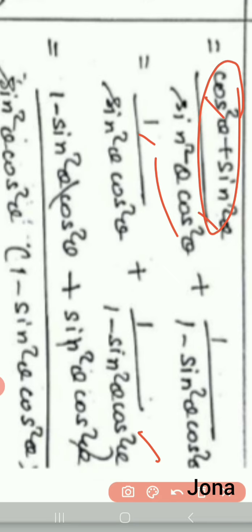For the first two terms, I want to take the LCM. So sin square theta cos square theta is here. Cross multiply, we will get cos square theta plus sin square theta. The value of this numerator is 1. So 1 by sin square theta cos square theta is here, plus the next term kept as it is. And then again I want to take the LCM for the denominators. So that LCM is sin square theta cos square theta into this bracket. At the numerator, we have to cross multiply the terms like this. So 1 into this one is sin square theta cos square theta as it is, and 1 into the whole thing is here, 1 minus sin square theta cos square theta.